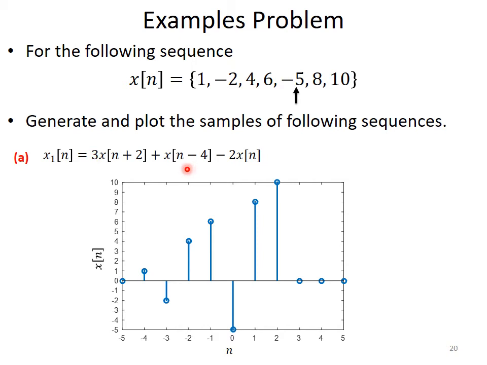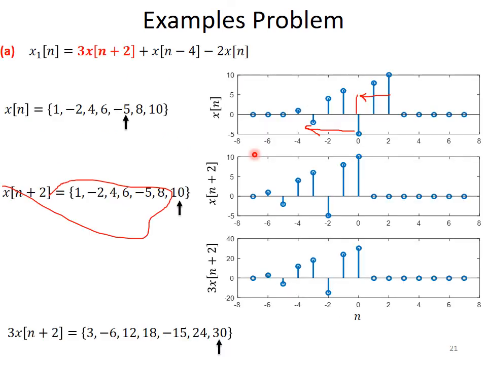Similarly, this one is an operation on the independent variable, meaning x of n is delayed by 4 units. Here x of n is advanced by 2 units and then multiplied by 2. Here x of n is simply multiplied by -2, amplitude scaling. So we'll find out this one first, this one, and that one, and then we'll add these three together, right? So first we'll find out 3x of n plus 2.